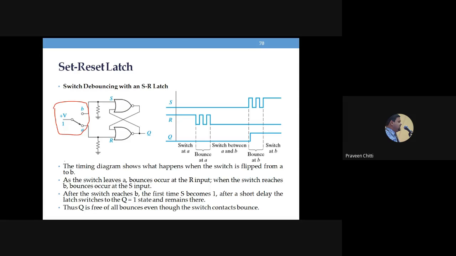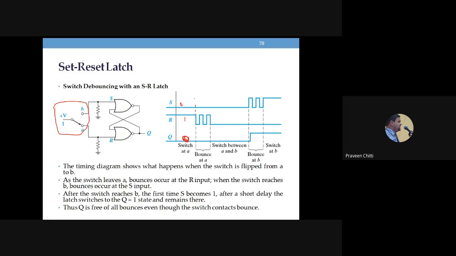Right. Now, assume that initially S is 0 and R is 1. So what output are you going to get till this position? What will be the output? Yes, S is 0, R is equal to 1. So in the SR latch, when S is 0 and R is 1, it resets the latch and you will get 0 output. Okay. This is the 0 output you have.